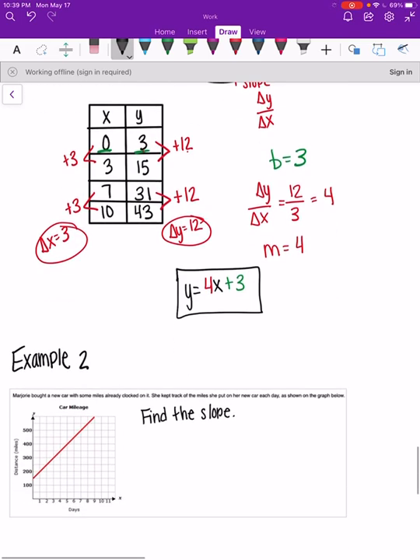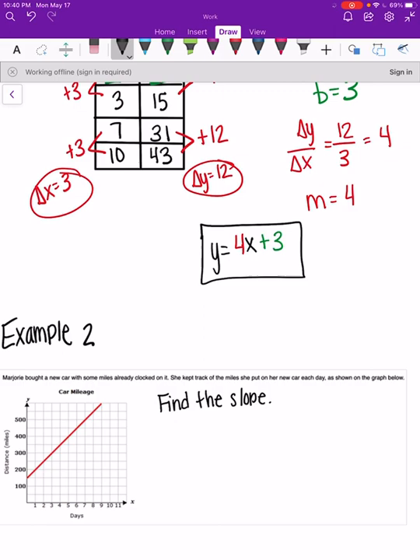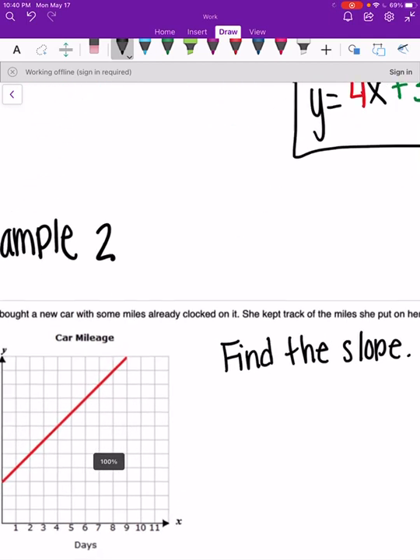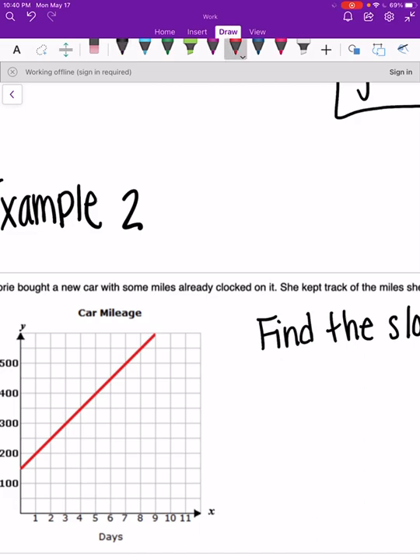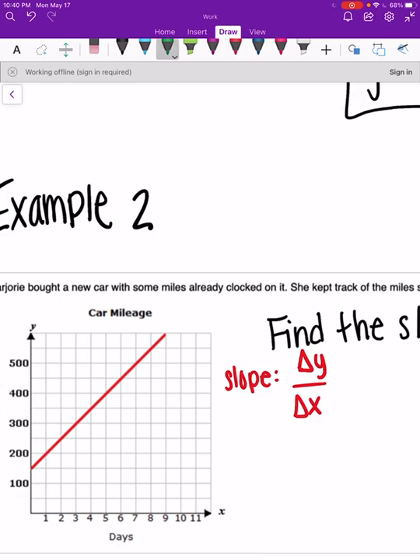For example 2, we're going to find the slope using a graph. The question says, Majori bought a new car with some miles already clocked on it. She kept track of the miles she put on her new car each day as shown on the graph below. And we want to find the slope. Again, our slope is the change in y divided by the change in x. I'm going to pick 2 points, and find my change in y and my change in x between those 2 points.